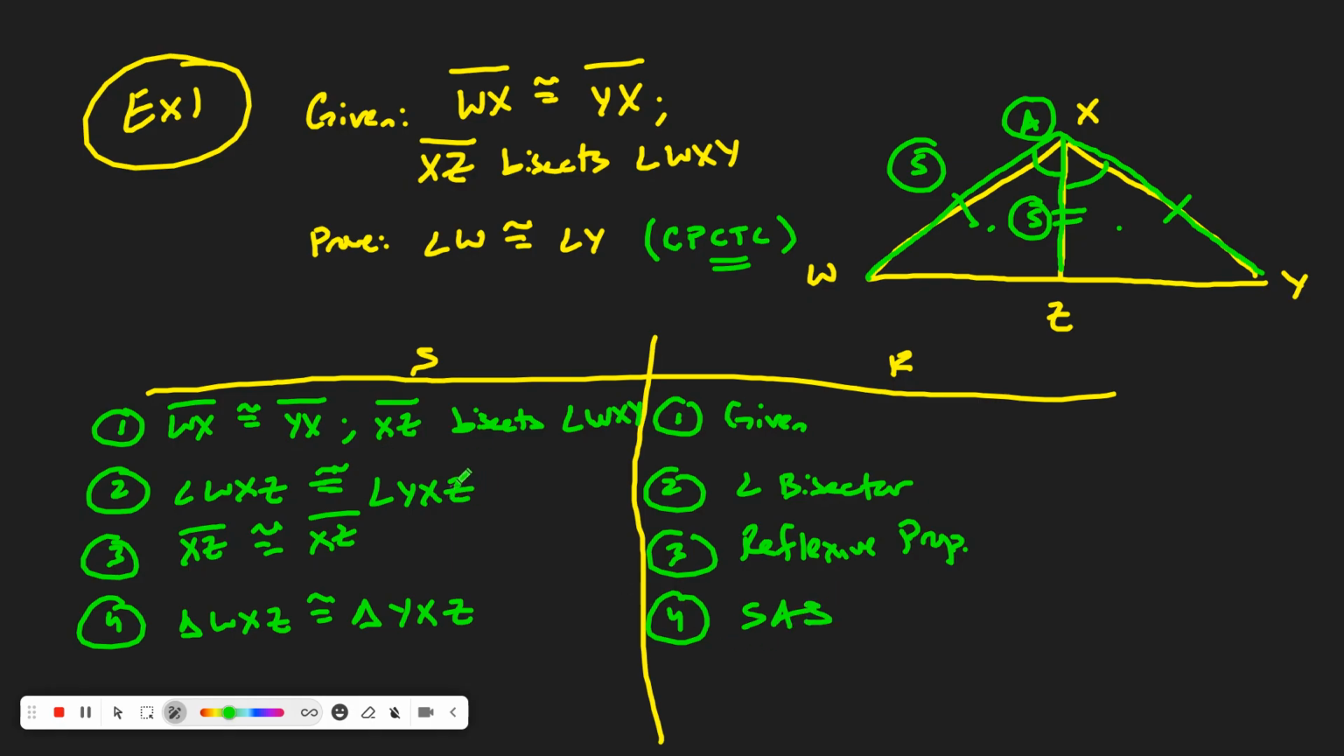And now that I know these two triangles are congruent, now I know that all of the other corresponding parts are congruent. Angle W and angle Y are a pair of corresponding angles, so they are now going to be congruent. So angle W is congruent to angle Y, and this is because of CPCTC. Corresponding parts of congruent triangles are congruent.